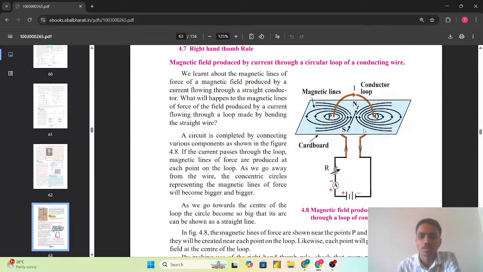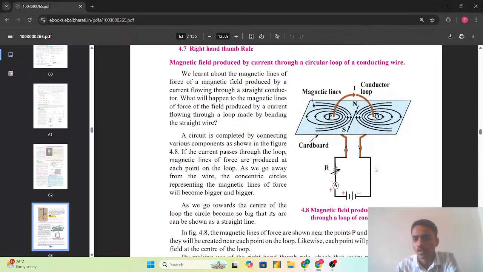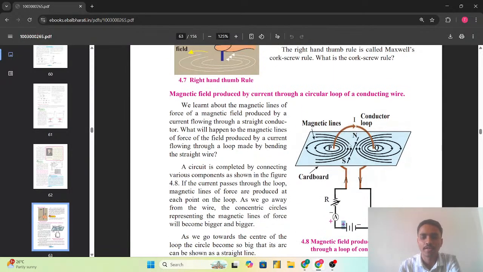And here the same experiment we are doing, but here we are taking a conductor loop, and that conductor loop we are connecting in the circuit. Here is the rheostat, ammeter, and here is the battery. So as the current passes through that current carrying conductor, according to the right hand thumb rule, we can find out the direction of the flow of the current, and the direction of the magnetic lines of the force.